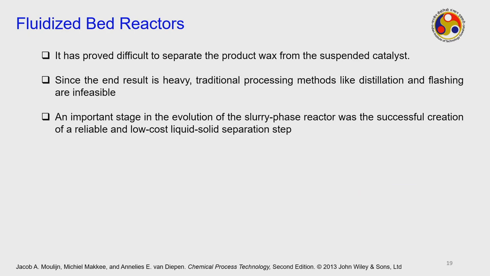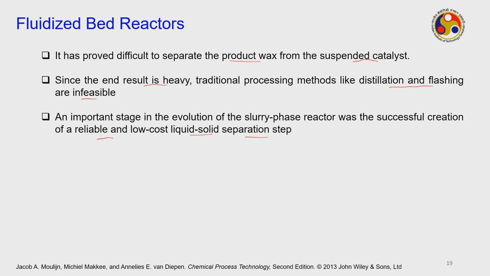But all this has some problems, because when you have this formation of wax, it is very difficult to separate from the suspended catalyst. Since the end result, the product, is heavy, traditional processing methods like distillation and flashing are infeasible. You cannot flash a heavy product, you should have a liquid product. So, it is not possible. An important stage in the evolution of this, that is why some more research was carried out on the slurry based reactor, was the creation of a reliable and low cost liquid solid separation step. Let us say you can separate out the different products by crystallization, but it is not useful.